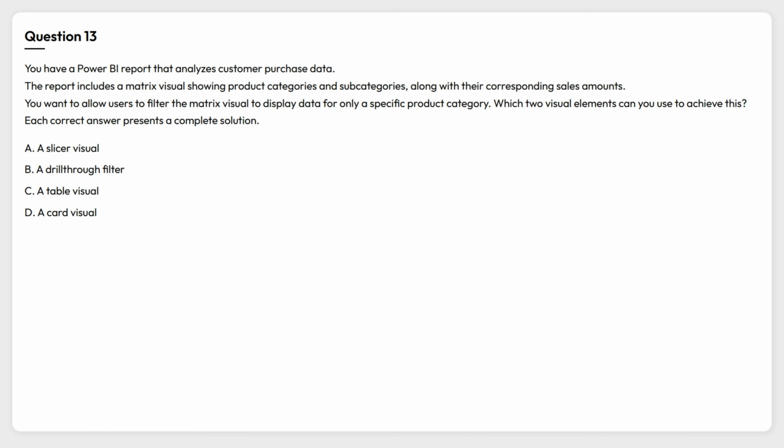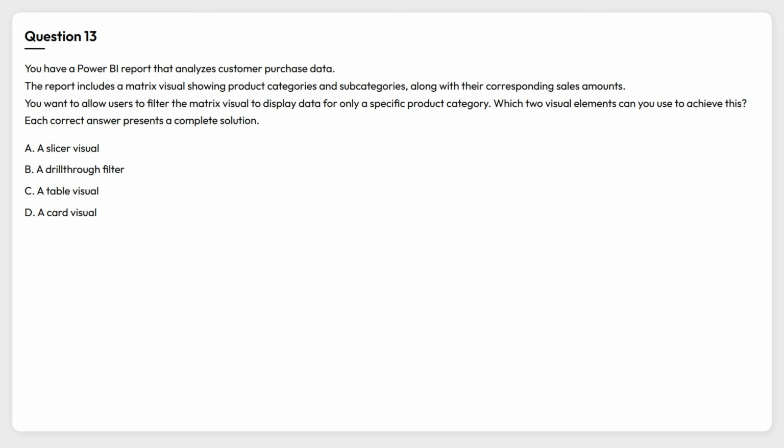Question number 13. You have a Power BI report that analyzes customer purchase data. The report includes a matrix visual showing product categories and subcategories along with their corresponding sales amount. You want to allow users to filter the matrix visual to display data for only a specific product category. Which two visual elements can you use to achieve this?